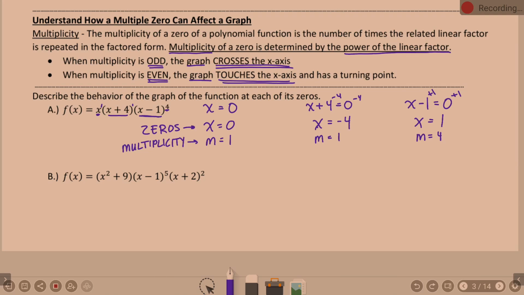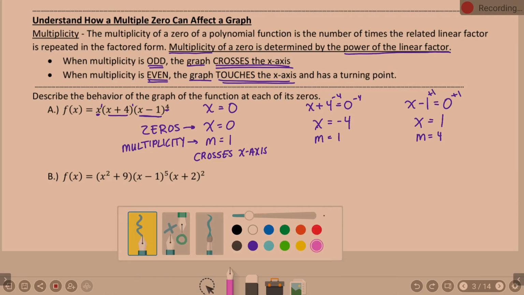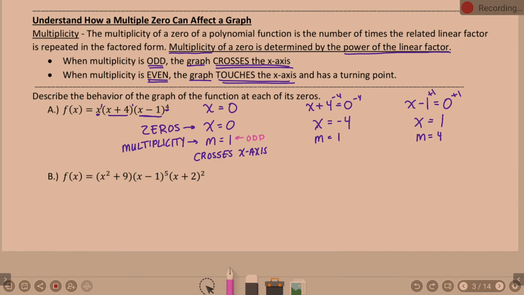Now, what we need to state is, based on those multiplicities, does my graph cross or touch the x-axis? So what do we know about 1? Is a multiplicity of 1 odd or even? 1 is an odd number, yes? So that means my graph is going to cross the x-axis, and so it's going to cross the x-axis at x equals 0. So I'm going to write here that it crosses the x-axis, and that's because 1 is odd. Because it's odd, we know it crosses.